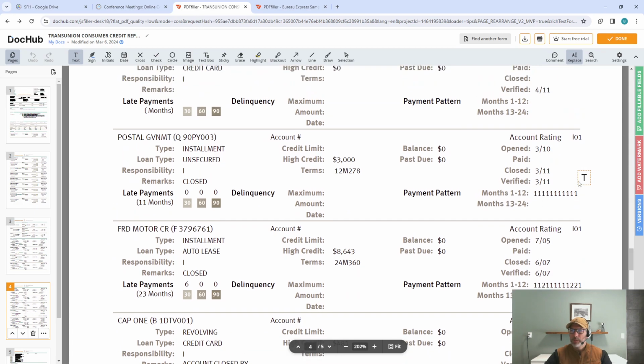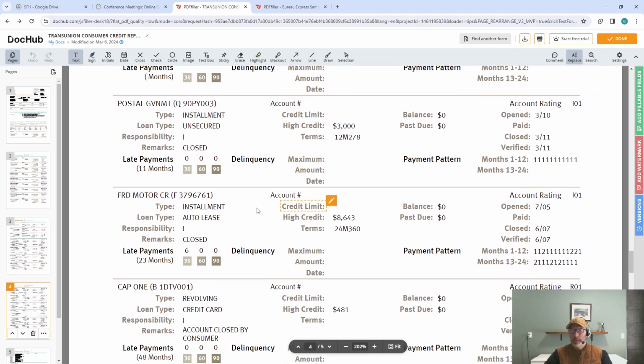And this is where we start to get into some more of the payment patterns. Over here on the right hand side, you can see it shows months 1 through 12, and it shows all ones. What a 1 means is it was paid as agreed. 2 would be a 30-day late. 3 would be a 60-day late. 4 would be a 90-day late. So we can see how that played through on their car loan with Ford Motor Credit, where they had a 30-day late here, 2 30-day lates there. If you go back through months 13 through 24, this customer had 30-day lates on their credit report 1, 2, 3, 4, 5, 6 times.